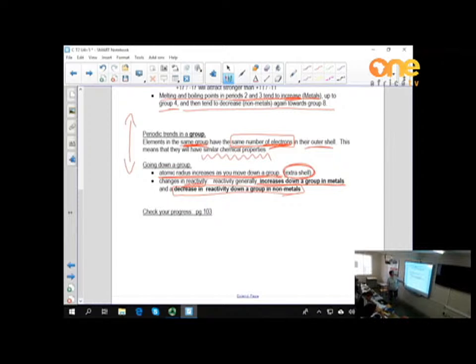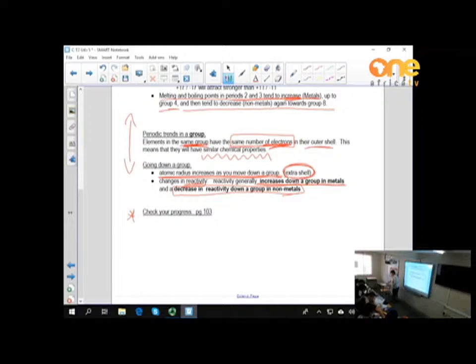Okay, the check your progress. Page 103, let's quickly have a look at that one, and then we are finished for the day. Page 103, the table shows data on elements in period 3. A, discuss the trend in reactivity and in melting points from sodium to aluminium across the 3rd period. So from sodium to aluminium, what happens to the reactivity? It is going to increase. And what's going to happen to the melting point? It is also going to increase.